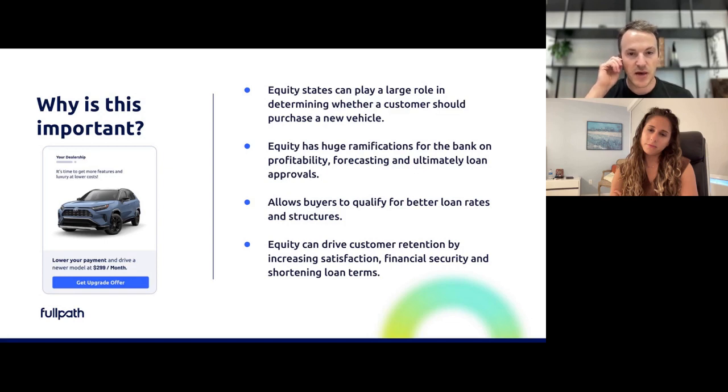Equity can have a huge effect on the type of loan that the bank will provide the customer and the terms of that loan. Positive equity buyers can access better loan rates and better loan structures, so they can put themselves into better cars with better features. That can drive customer retention by increasing satisfaction, financial security, and shortening the loan term to get that customer back into your dealership sooner.